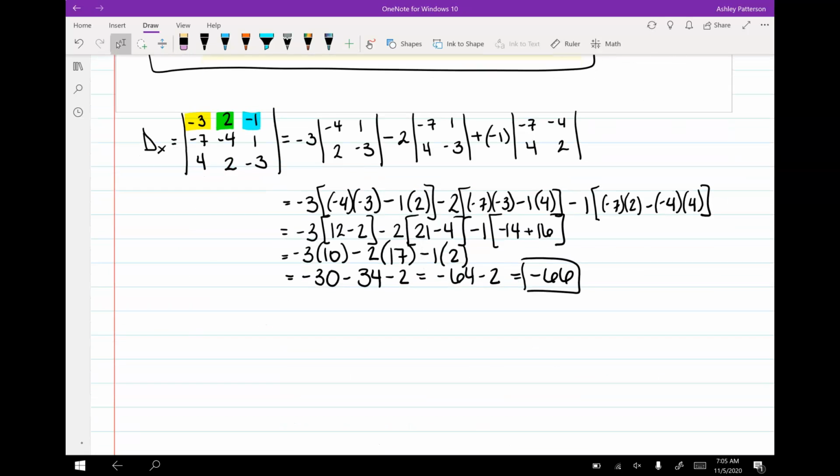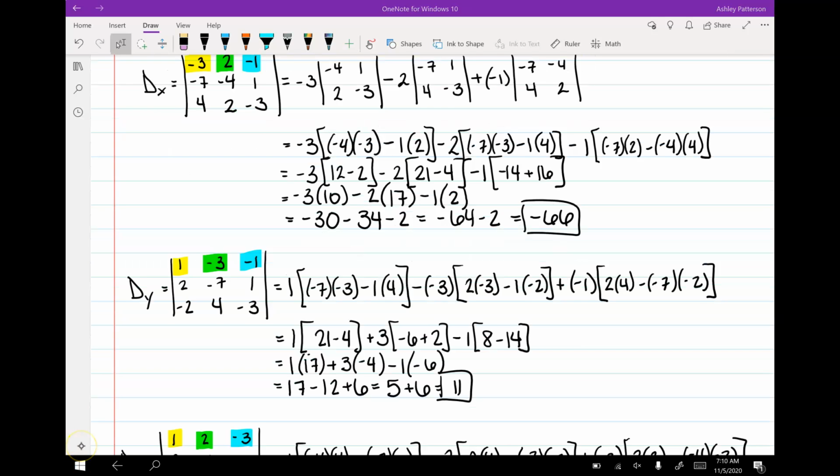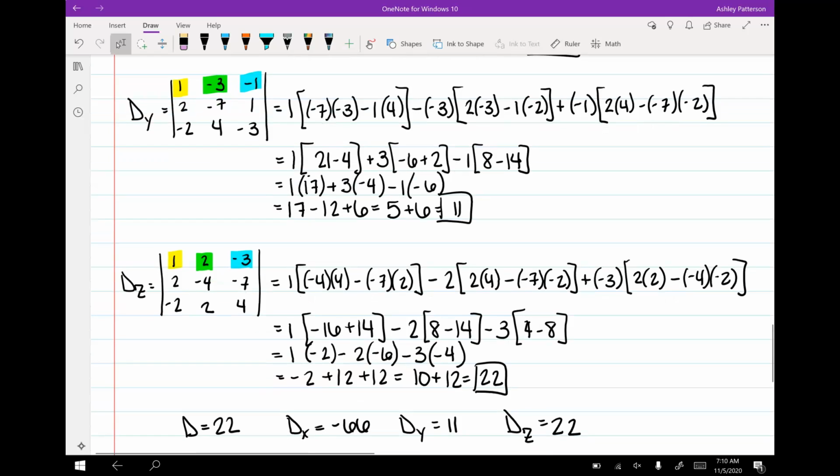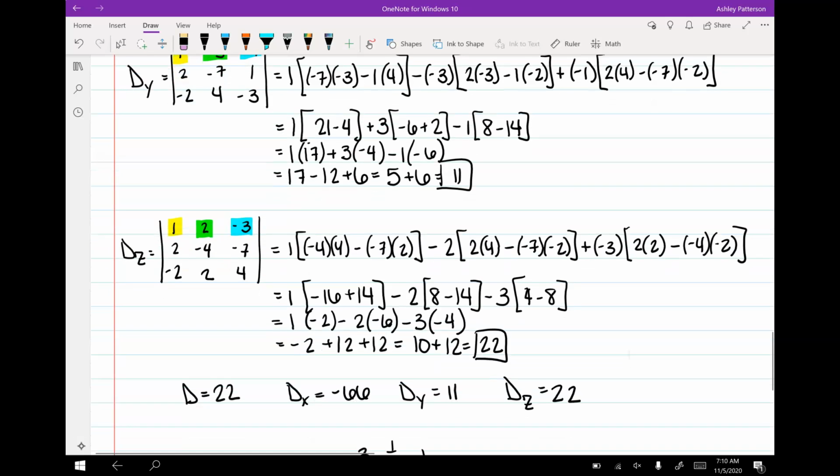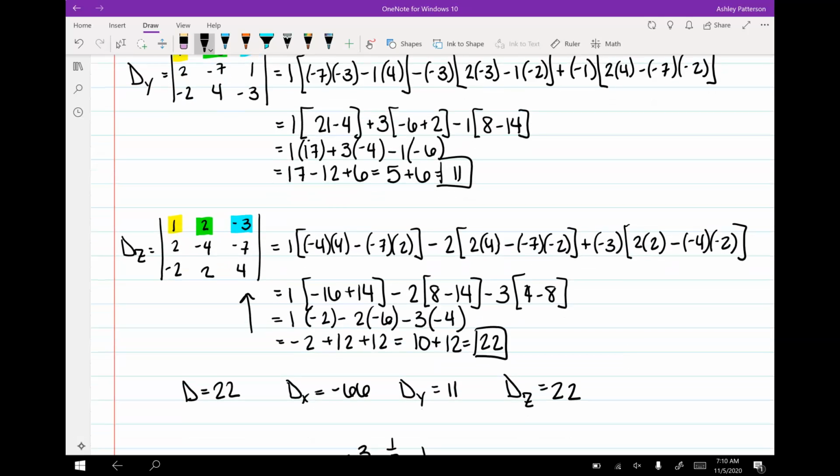All right, what I'd like for you guys to do is pause and calculate d sub y and d sub z, and then we'll come back together and do it all together. Okay, how do we do? Hopefully for d sub y you got 11 because we substituted the solutions in for the y coefficients. And then for d sub z, we substituted the solutions in for the third column for the z coefficients, and we should have gotten 22.